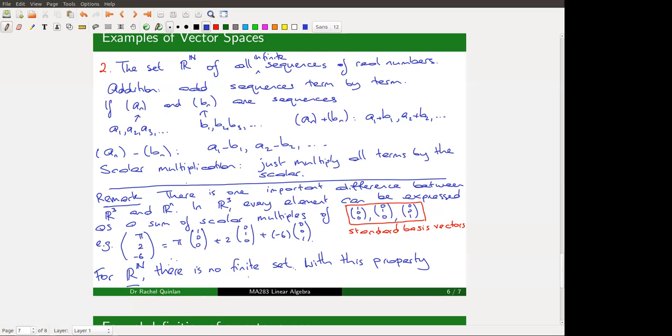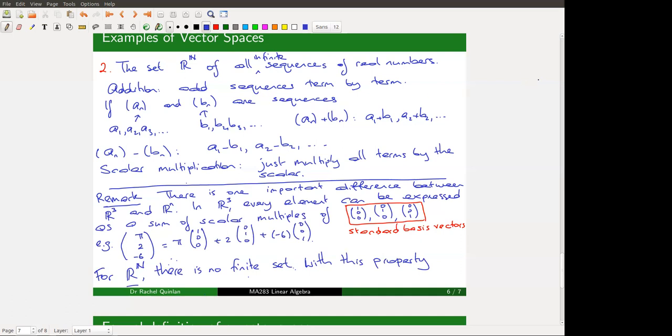And one of our goals in the second chapter of the lecture notes will be to figure out the meanings of those terms like basis and dimension, which are really fundamental objects in linear algebra and worth spending some time getting a strong understanding of. Okay, so there's a couple of examples, R3 and R^N.